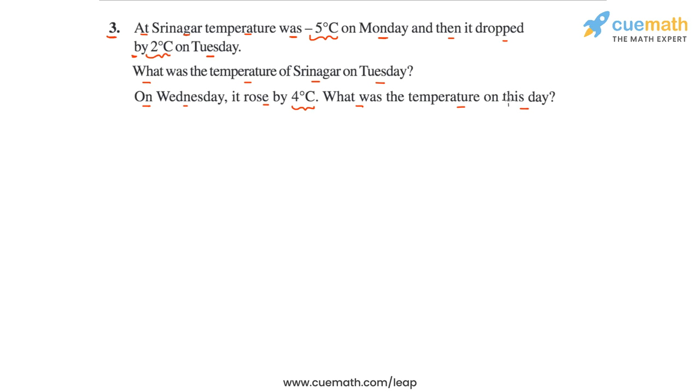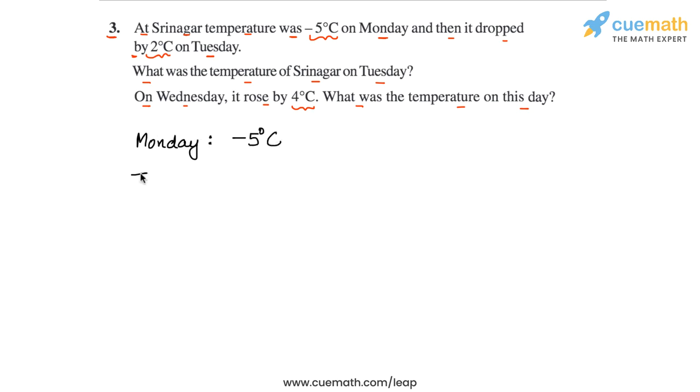So we have to simply find the temperature of Srinagar on 2 days, on Tuesday and on Wednesday. And you can see that this question is actually quite straightforward, quite easy. And here's how we can do it. So we are given that the temperature on Monday is minus 5 degrees Celsius.